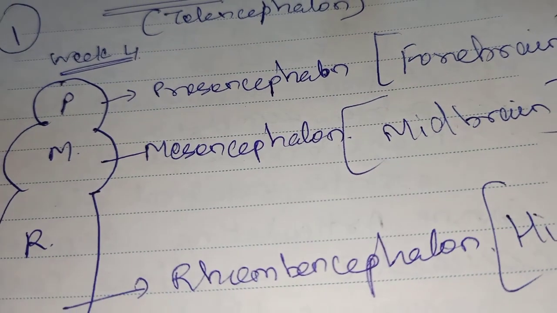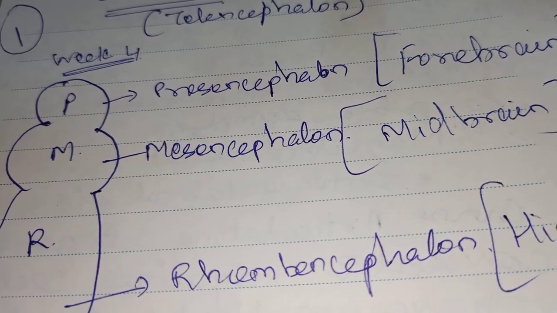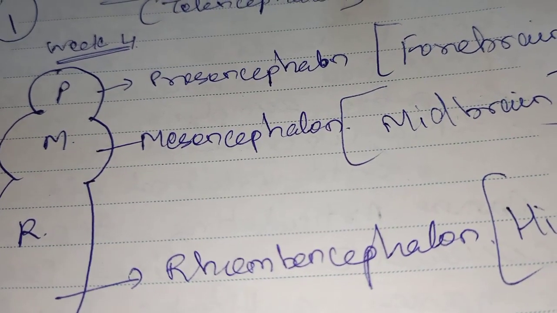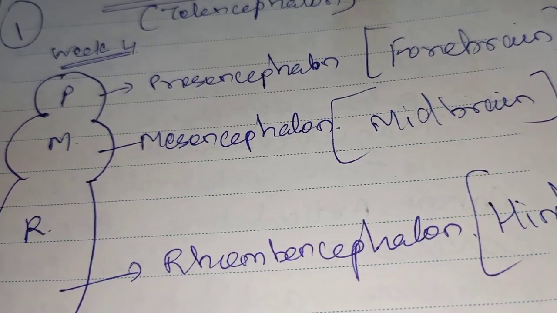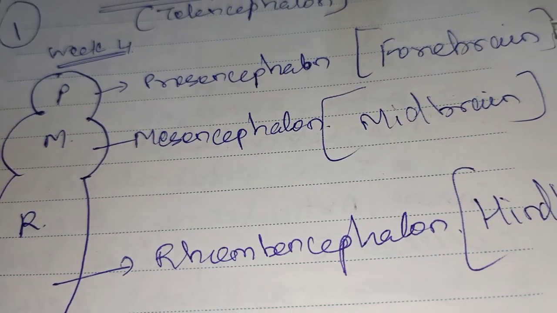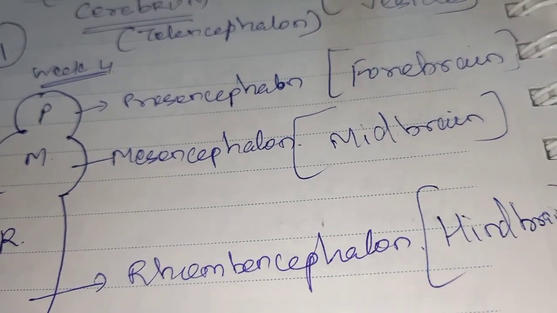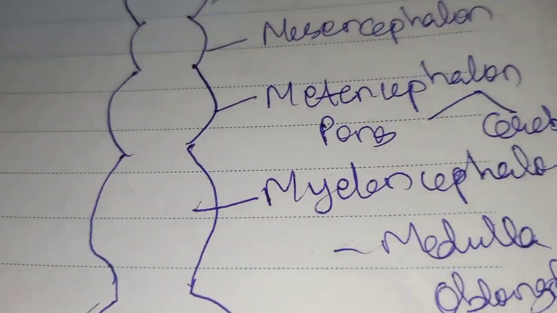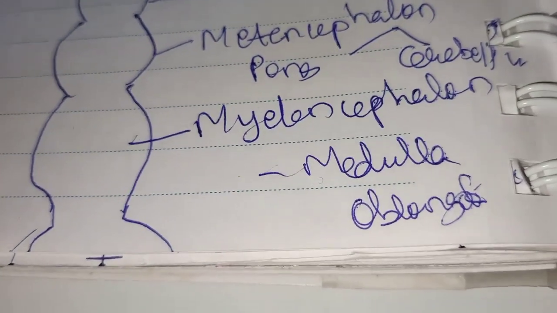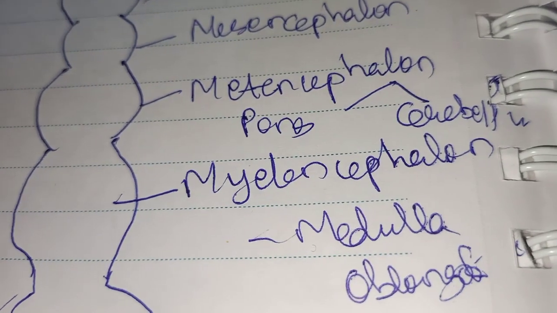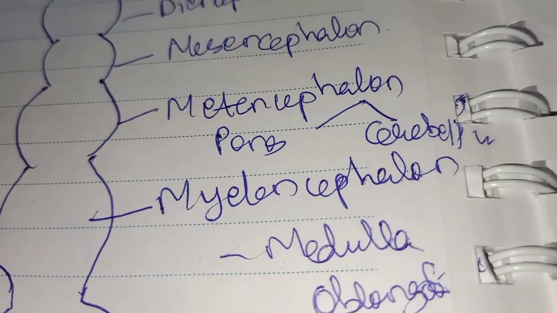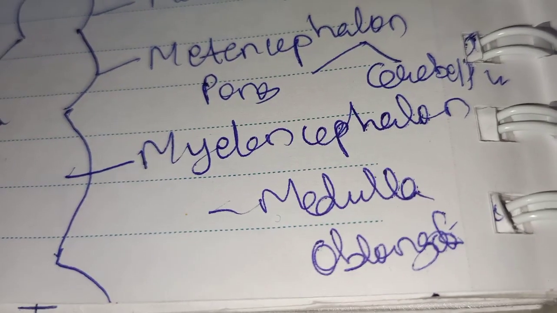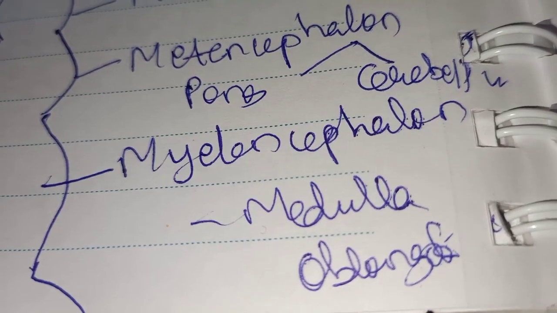the prosencephalon develops into forebrain. Okay, the mesencephalon develops into midbrain and rhombencephalon develops into the hindbrain. And this rhombencephalon is divided into metencephalon and myelencephalon. Metencephalon develops into pons and cerebellum of the hindbrain and myelencephalon develops into medulla oblongata.